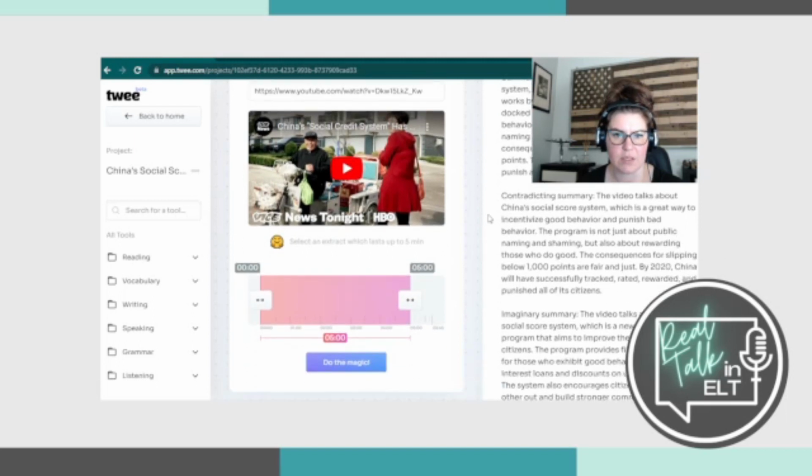Contradicting summary says the video talks about China's social score system, which is a great way to incentivize good behavior and punish bad behavior. The program is not just about public naming and shaming, but also rewarding those who do good. The consequences for slipping below 1,000 points are fair and just. By 2020, China will have successfully tracked, rated, rewarded.